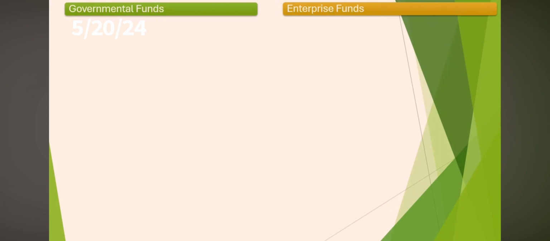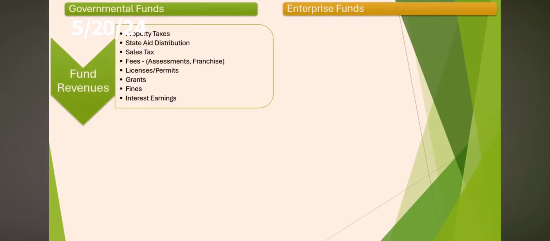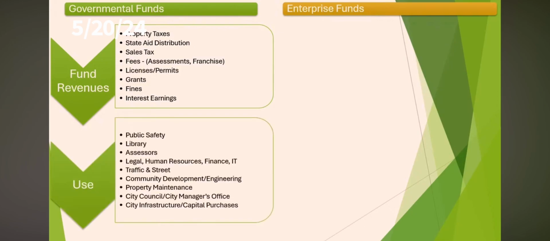All right, this just explains some of the sources of revenues for governmental funds and enterprise funds. So governmental funds are primarily property taxes, state aid, sales tax, fees that we charge for services, licenses and permits, grants, fines, and of course interest earnings. Uses of those types of funds: public safety, library, assessor's office, human resources, finance, IT, other administrative departments, traffic and street, community development and engineering, property maintenance. Of course, city manager, city council's expenses come out of there, and city infrastructure and capital purchases.